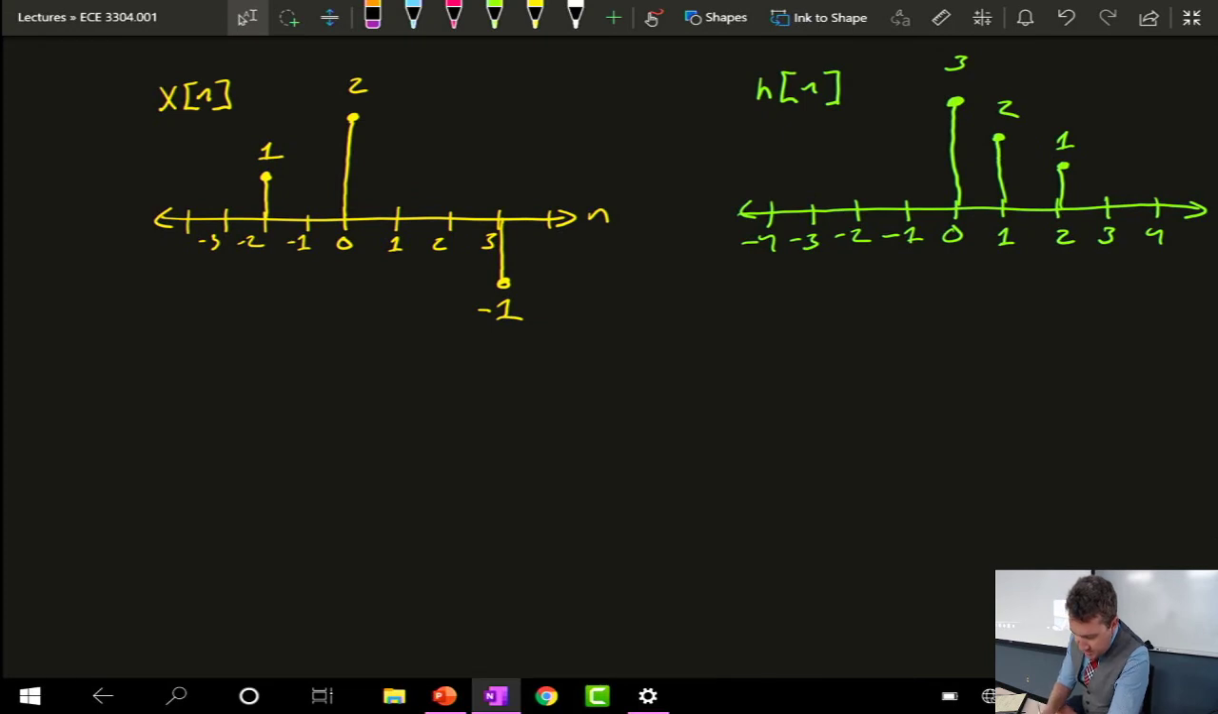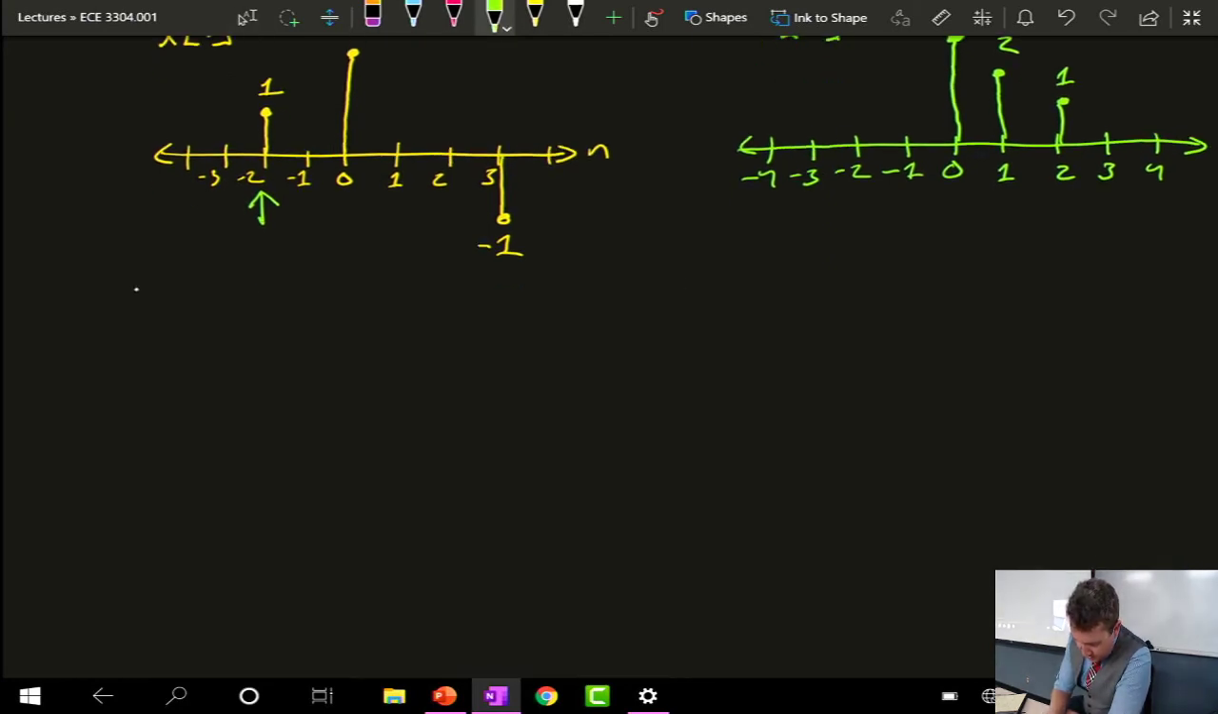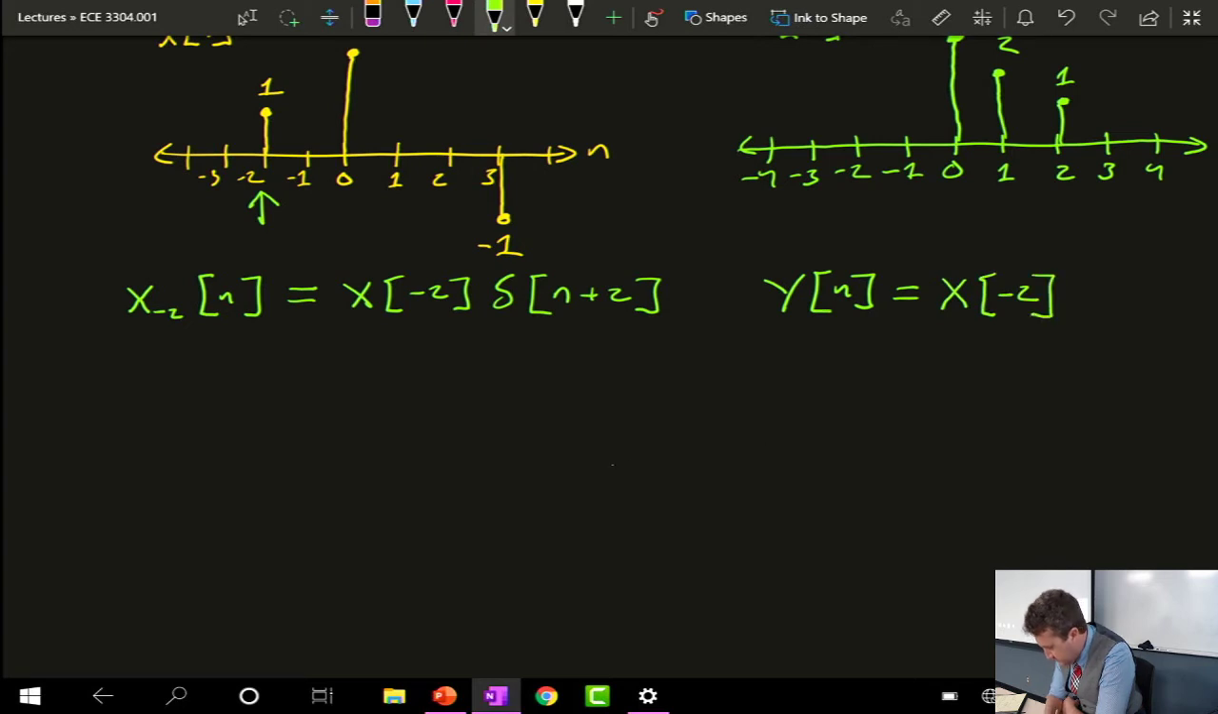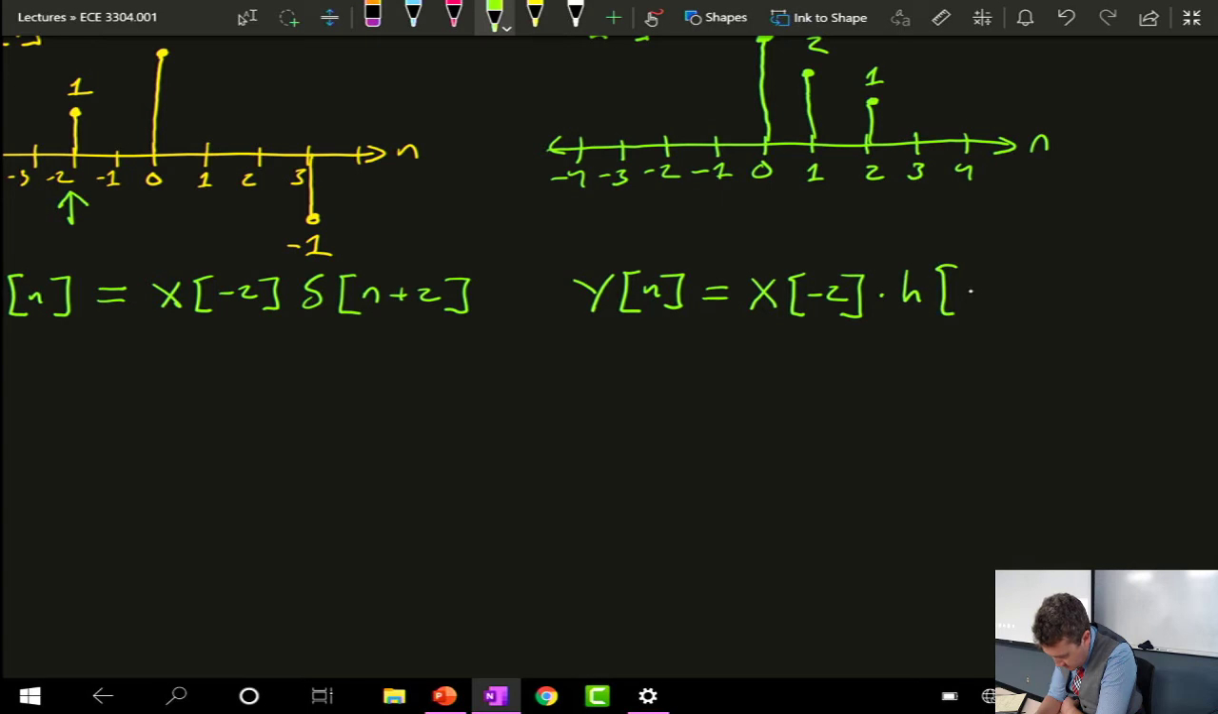So the first thing we're going to do is just look at -2. We'll pretend that's the only thing that happened. So we'll say that x of -2 of n is equal to x of -2 times the delta of n plus 2. All right, so we've isolated just the sample at -2. Well, this means that our y of n, and here's the important part, is going to be equal to x of -2 times h of n plus 2. So we're going to take h and shift it over and stick it right on top of our first sample.